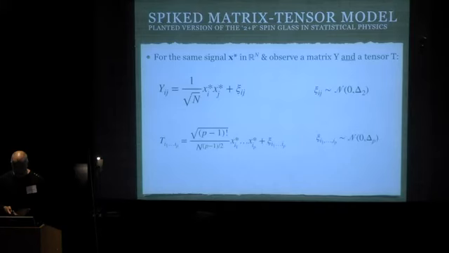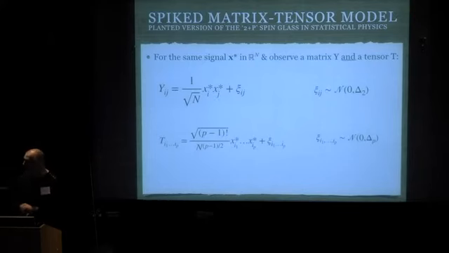All right, what is it? So this is what it is. You have a signal: a vector, x star, which is in R^n, and you don't know it.